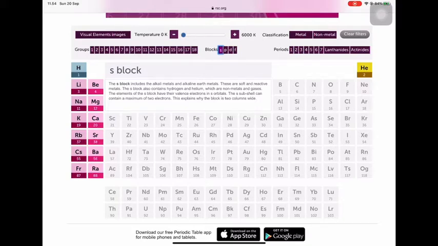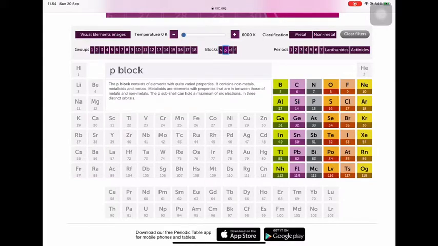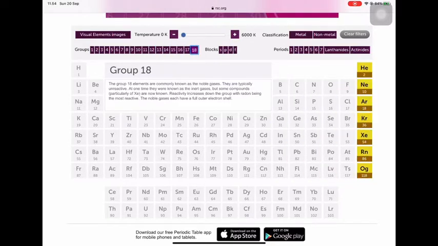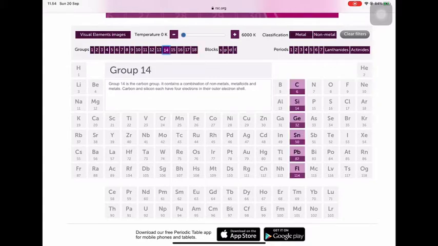And then we also have the p block over here. The p block consists of elements whose outermost electrons are in the p subshell or p orbitals. Don't forget that the p subshell can hold a maximum of 6 electrons. This consists of group 13, 14, 15, 16, 17, and 18. Now, group 14 also consists of several metalloids, for instance, silicon and germanium.